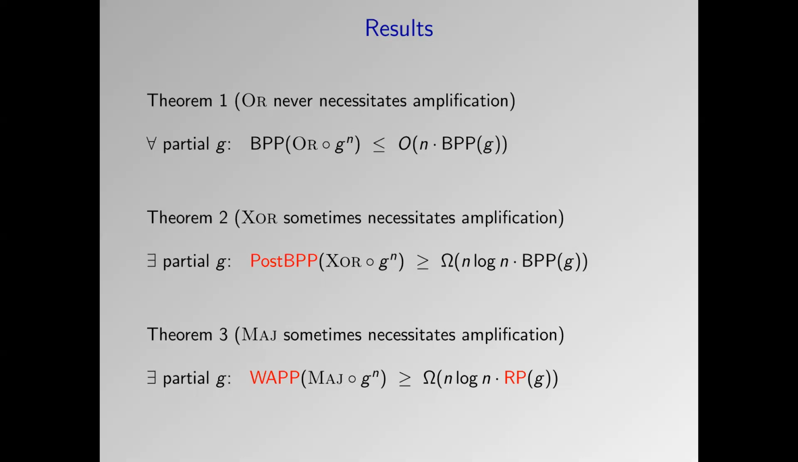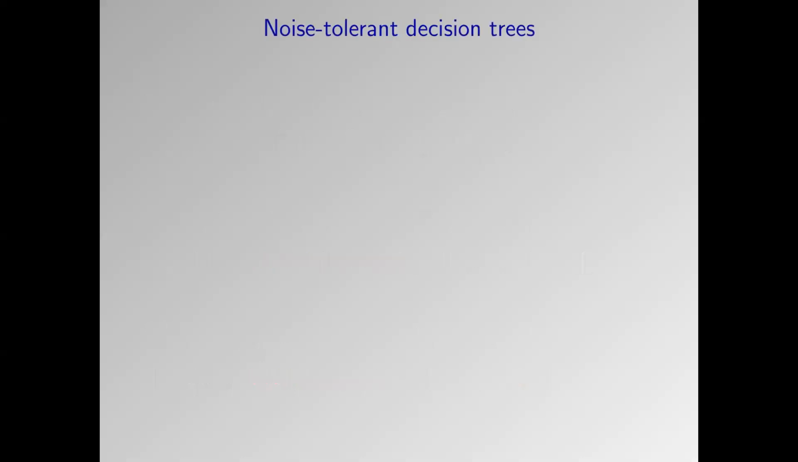Now, before elaborating on the theorems, I'll mention an important conceptual observation. The things that we're studying here are closely related to noise-tolerant decision trees. With noise-tolerant decision trees, each time the decision tree makes a query to an input bit, the query may return the wrong bit with bounded probability, at most 1/3, independently of all the other queries, including all the prior queries that you made to the same bit.